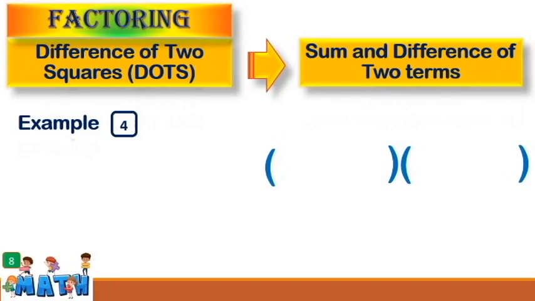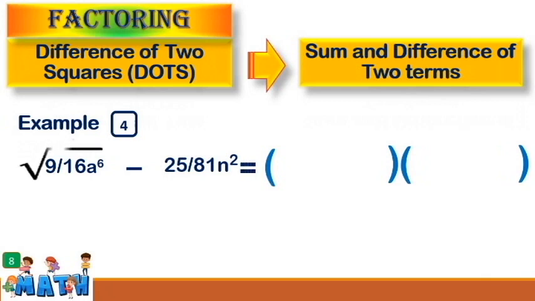Example number 4. We're going to get the factors of 9 over 16 a to the 6 minus 25 over 81 n squared. So what are we going to do? We're going to get the square root of 9 over 16 a to the 6. The square root of 9 is 3, the square root of 16 is 4, the square root of a to the 6 is a cubed. So we have 3/4 a cubed, since 3/4 a cubed times 3/4 a cubed equals 9 over 16 a to the 6.